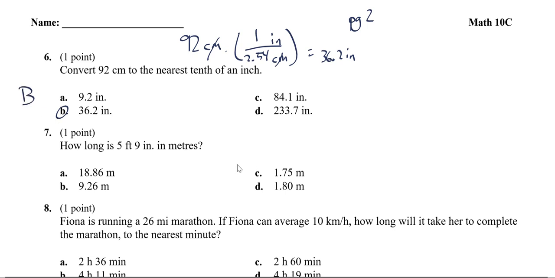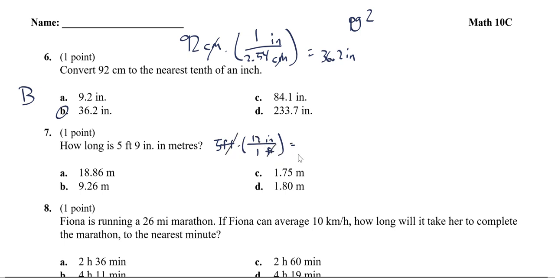Question 7, how long is 5'9" in meters? So for 5'9", we can either change everything to inches first or everything to feet first, or do 2 individual conversions. I'm going to change everything into inches this time. So 5 feet times, I'm going to go away from feet and into inches. So 1 foot has 12 inches. 5 feet times 12 inches per foot.